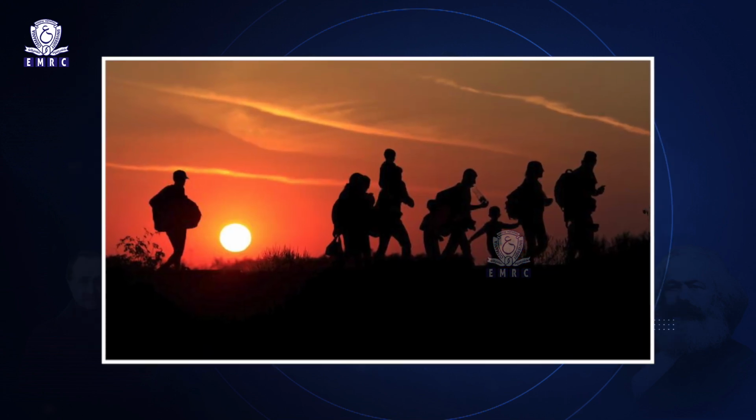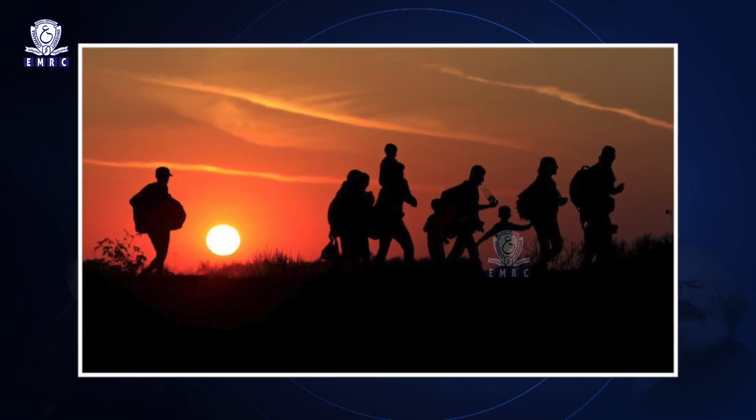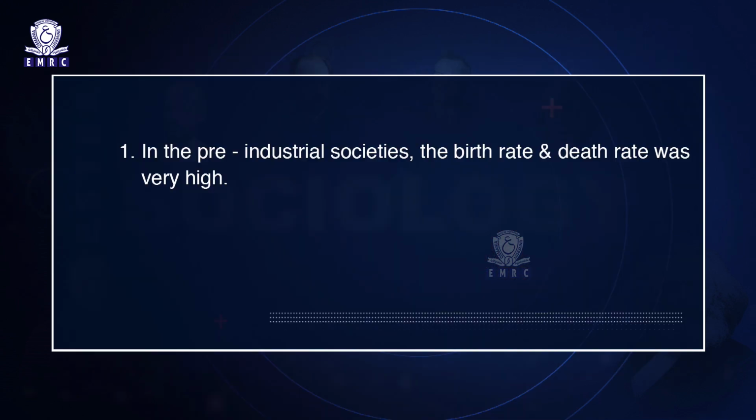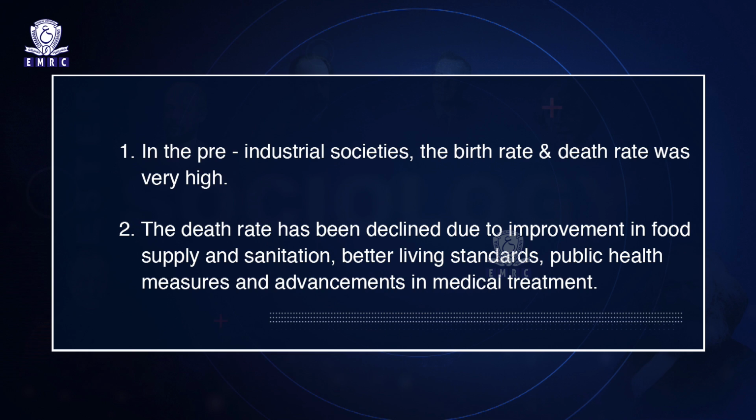The highly industrialized countries have witnessed the demographic transition. According to demographic transition theory, there are 5 stages. In the first stage, in the pre-industrial societies, the birth rate and death rate were very high. In the second stage, the death rate has declined due to the improvement in food supply and sanitation, better living standards, public health measures and advancement in medical treatment, which have increased the life expectancy and reduced diseases. In this stage, there is an increase in population due to the decrease in death rate and the birth rate being constant.